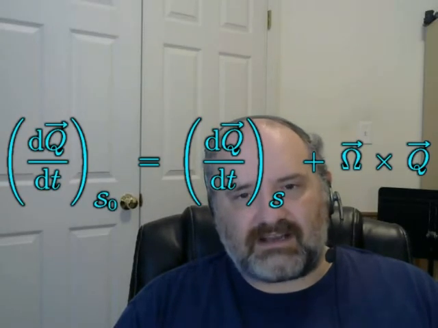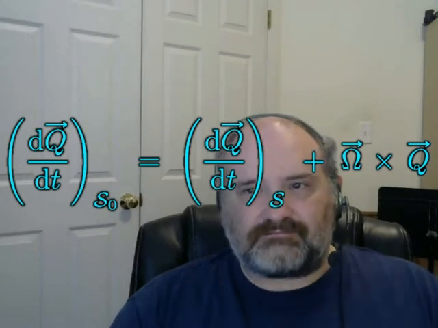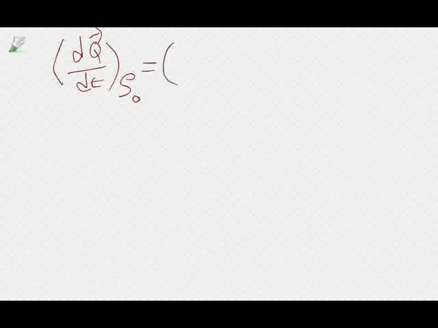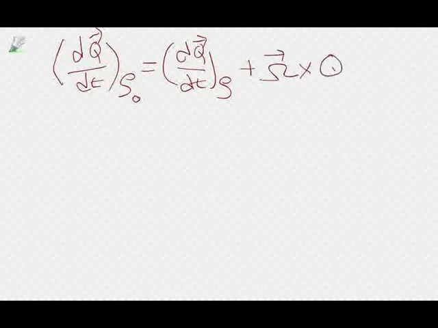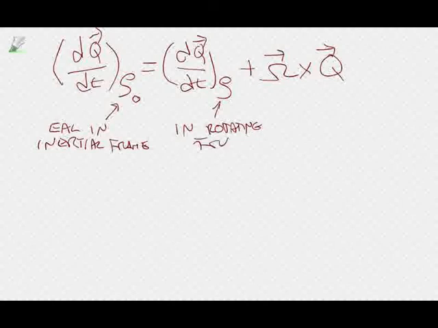And that's where this equation comes in, this dq dt, evaluating the derivative of a vector in two different frames. Right. So I'm just going to write this out again here for deep epistemological reasons. So dq dt, where q is any vector, evaluated in the inertial frame S0, is equal to dq by dt evaluated in the rotating frame plus omega cross that vector. Okay, so this right here means evaluated in the inertial frame. This here means evaluated in the rotating frame. And this is the omega of the rotating frame.